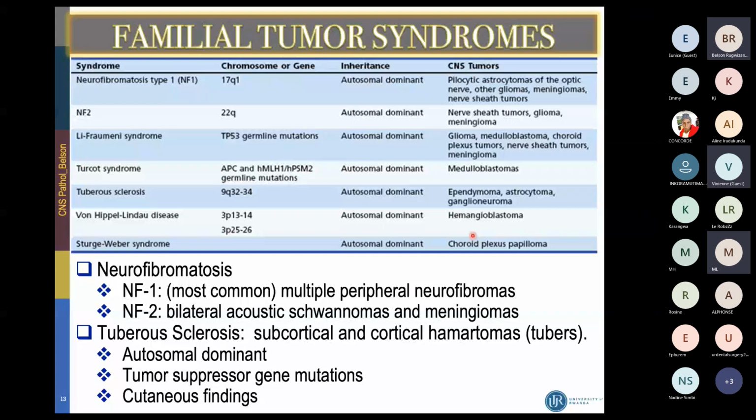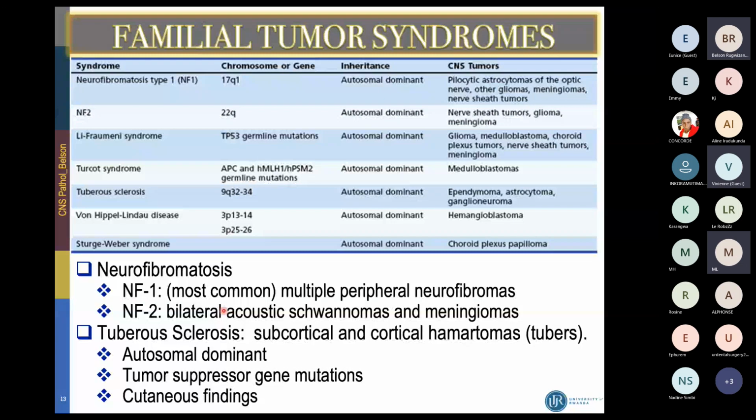Von Hippel-Lindau's disease, people having it can develop hemangioblastoma. Sturge-Weber syndrome, these people develop the choroid plexus papilloma. The choroid plexus, as we said earlier, is what makes cerebrospinal fluid. Neurofibromatosis type 1 is the most common, and usually people present with multiple peripheral neurofibromas. As I was saying, type 2 is usually characterized by acoustic schwannoma and meningiomas. So these are intracranial tumors.